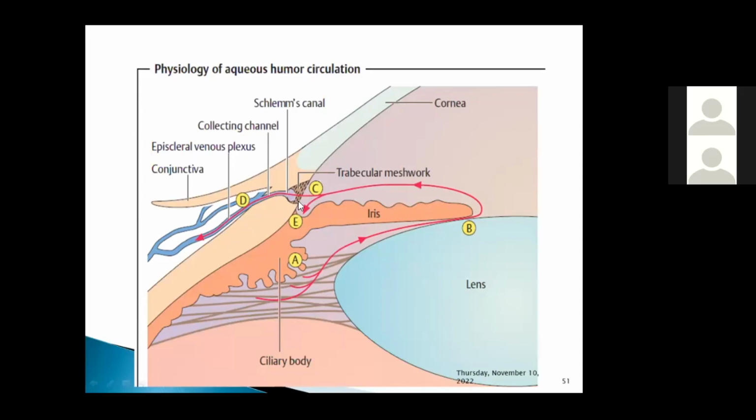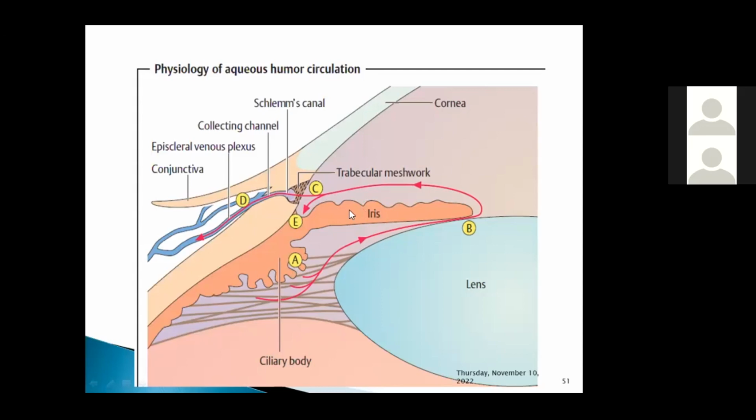And finally, the angle structure here, the trabecular meshwork. Through the trabecular meshwork, it goes to the Schlemm's canal, collecting channel, episcleral venous plexus, then to the conjunctival vessels. Okay. So this is how it is produced and how it is drained.